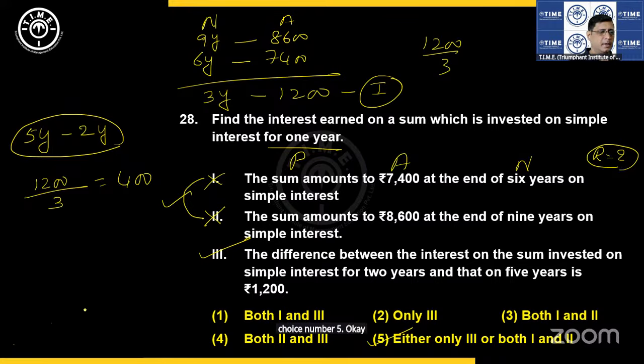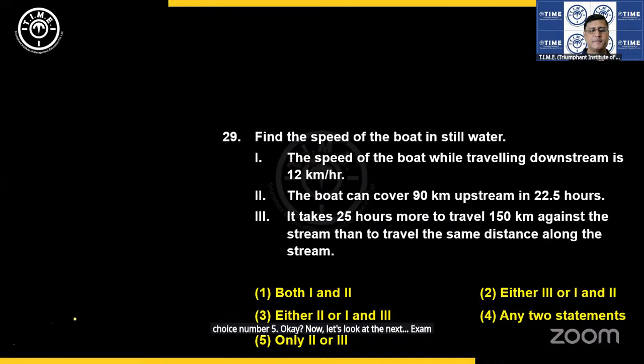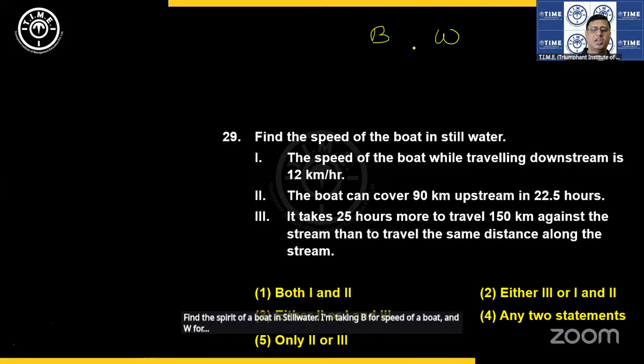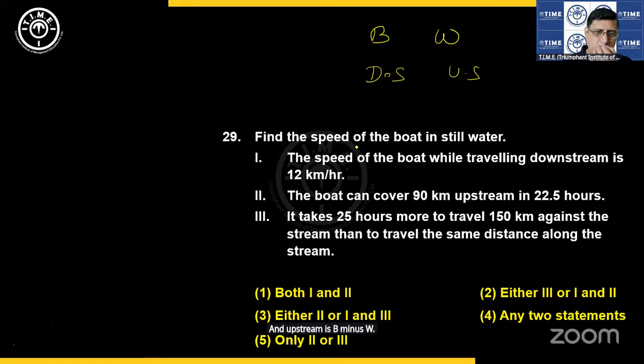Okay. Now let's look at the next example. Find the speed of a boat in still water. I'm taking B for the speed of the boat and W for the stream. Downstream is B plus W and upstream is B minus W. So what to find? The speed of the boat. This value needs to be found.